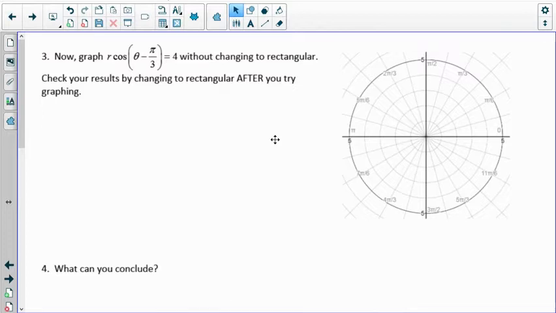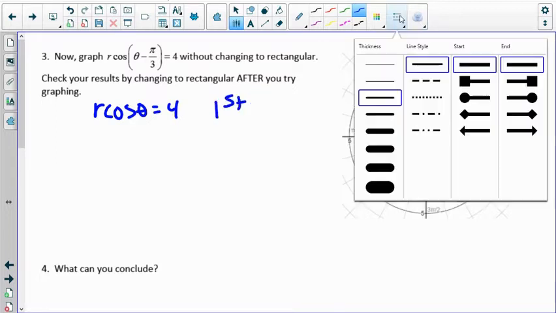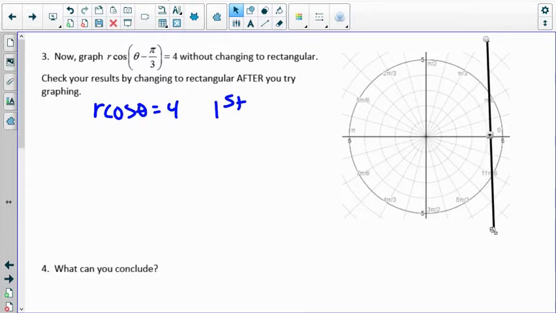Okay, so we're going to start by graphing r cosine theta minus pi over 3 equals 4 without changing to rectangular. So we want to see if we can come up with what's happening here. So the first thing I'm going to do is graph just r cosine theta equals 4 first. So again, that's a vertical line at 4. And then I'm going to try and figure out where this would turn.